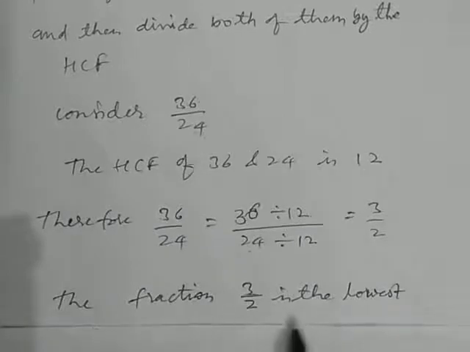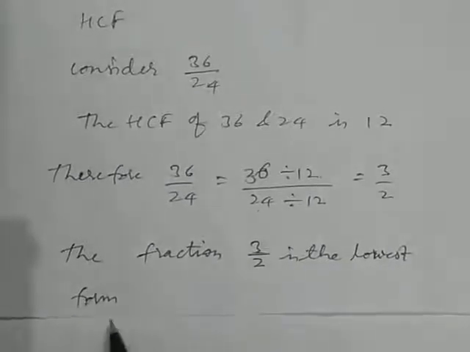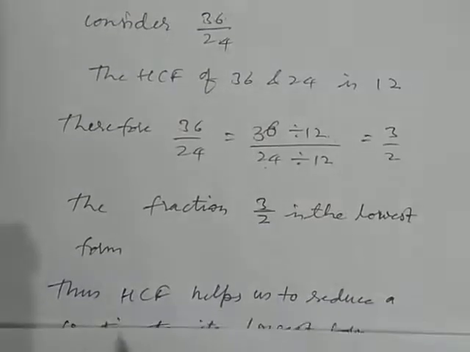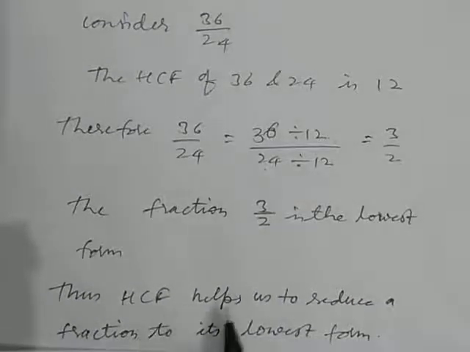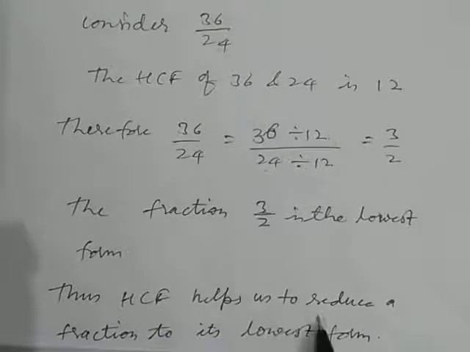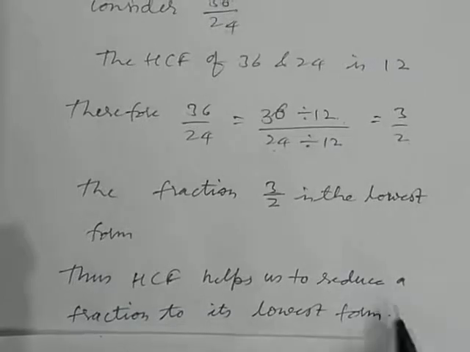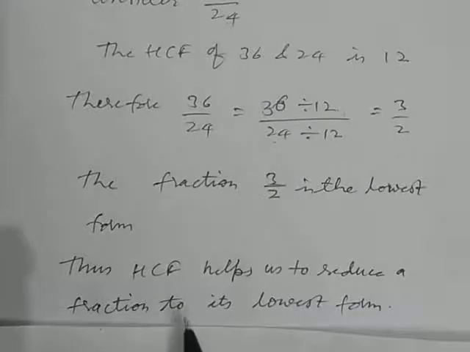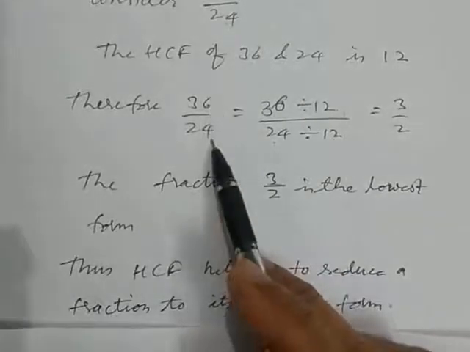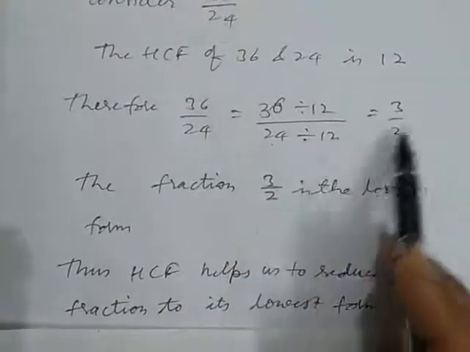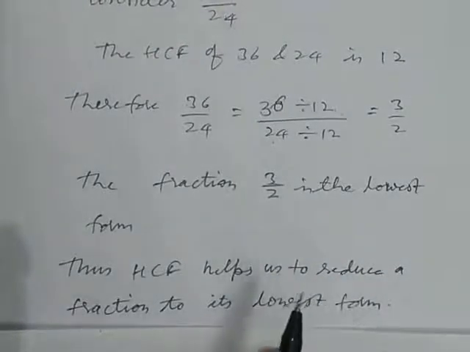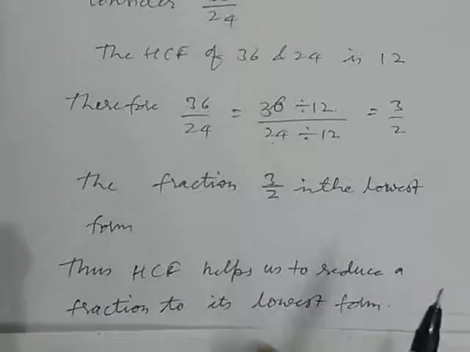The fraction 3 by 2 is the lowest form, that is, the simplest form. So here we conclude that HCF helps us to reduce a fraction to its lowest form. So first of all you must find the HCF of the numerator and denominator, and by dividing by the HCF we get the simplest form. So remember this. Okay. So solve your exercise.